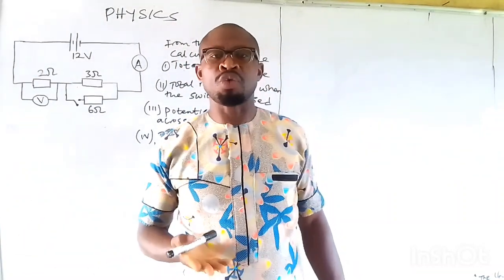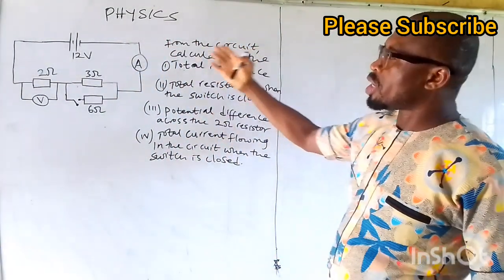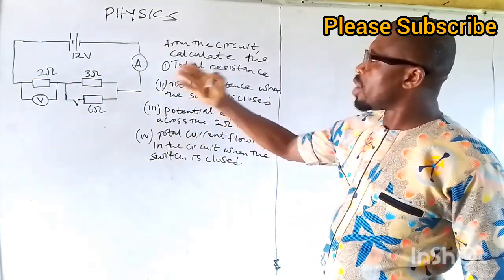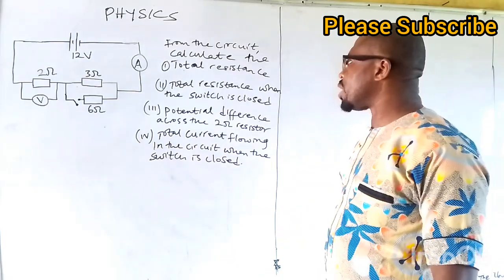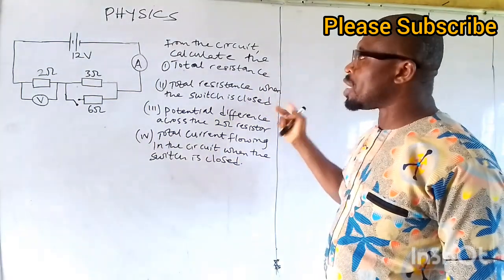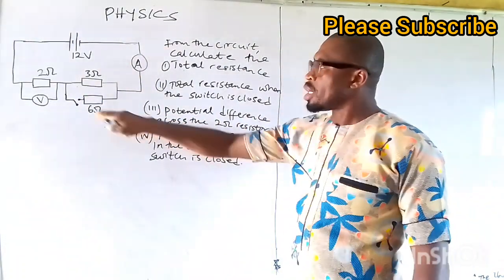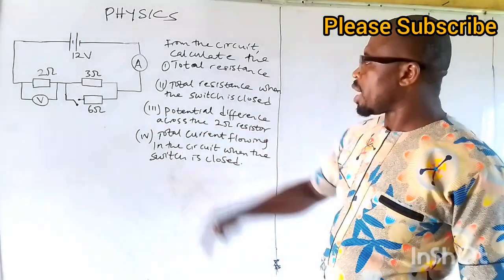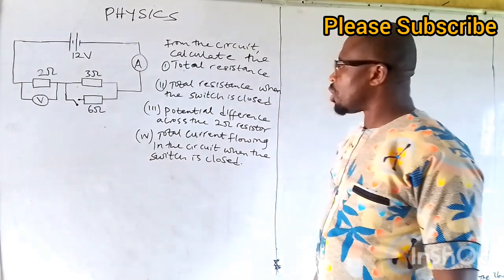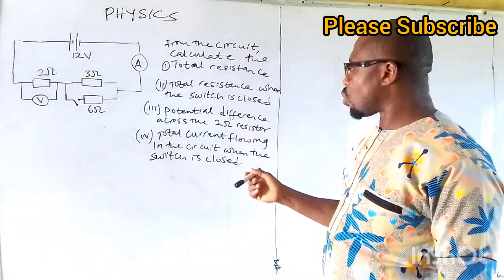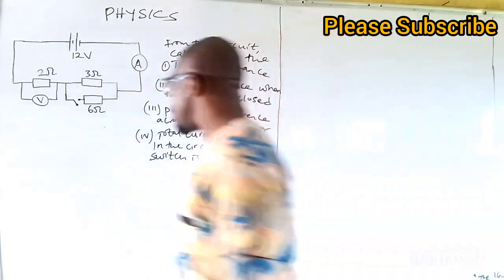Now we have an electricity question to solve. From what we have on the board, we have a circuit diagram. The question asks us to calculate: 1, the total resistance; 2, the total resistance when the switch is closed. Of course, this is the switch. This is an open circuit. Number 3, the potential difference across the 2 ohm resistor. And finally, the total current flowing in the circuit when the switch is closed.